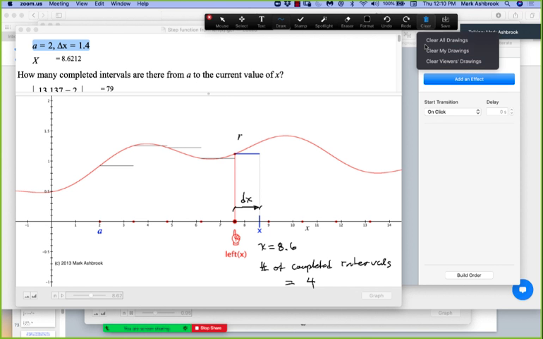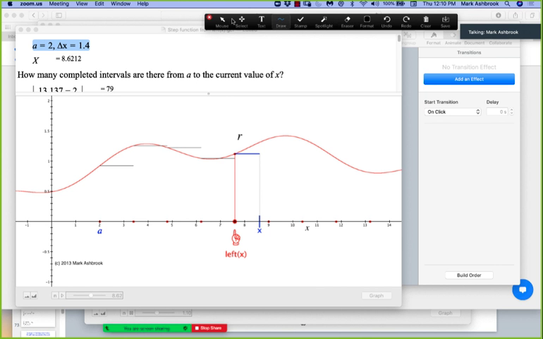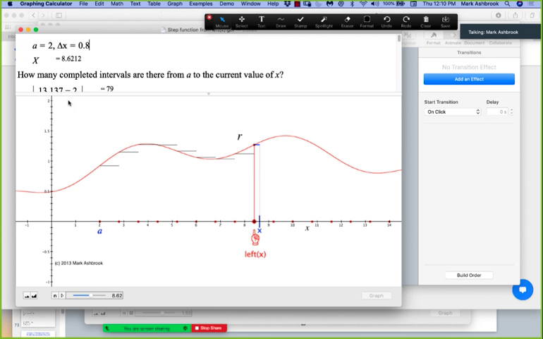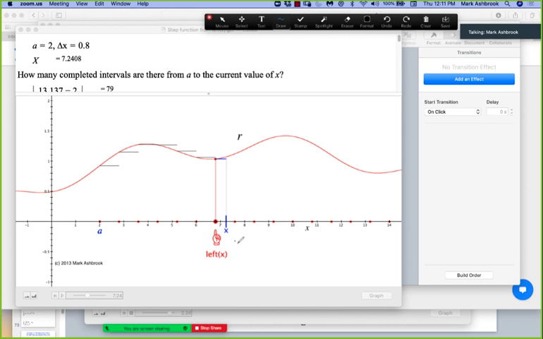Let's do another example. So now I'm going to change delta x to, say, how about 0.8. Okay, and then let's make x, say, here x is 7.2. How many completed intervals? Six. Is that Donna? Yep.